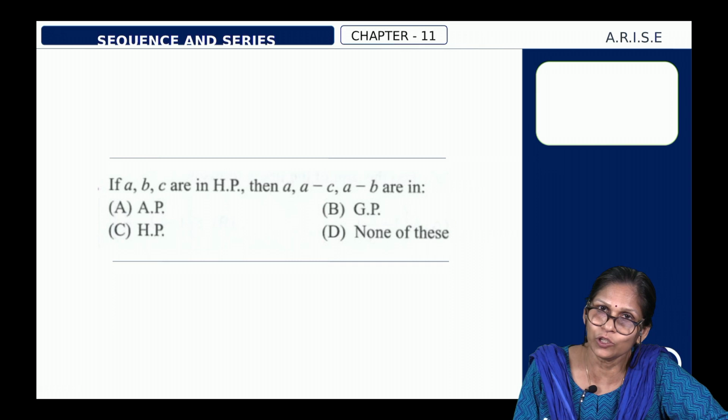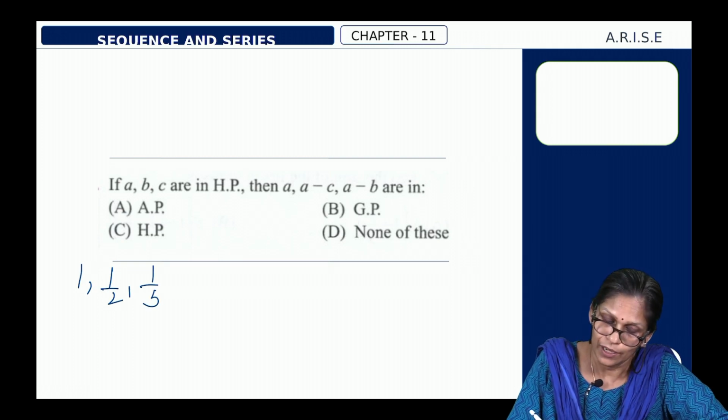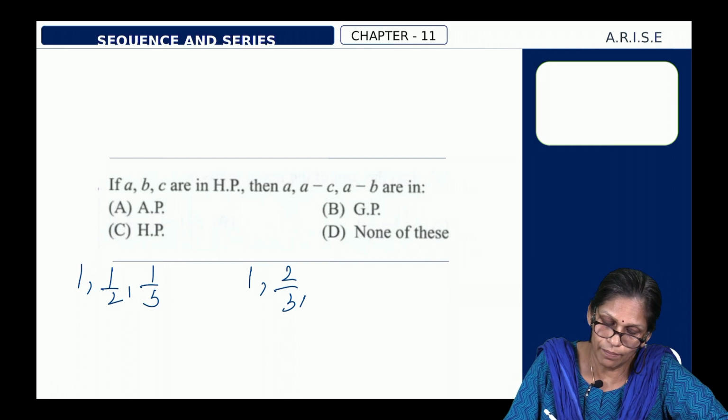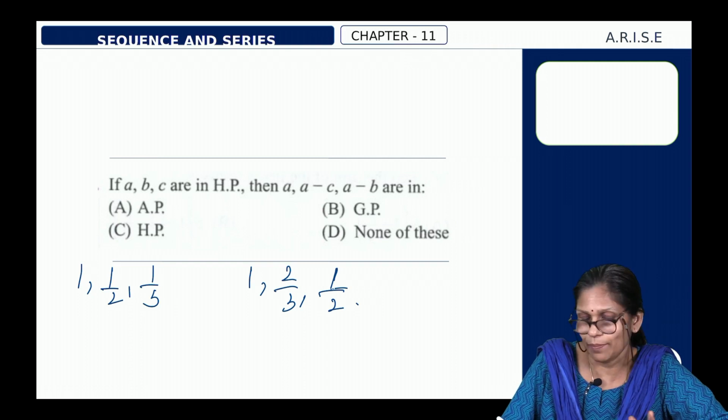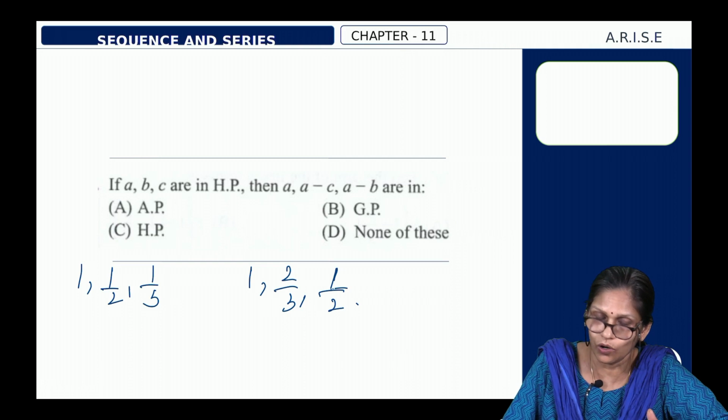I'll start with 1, 2, 3 being in AP. So, HP would be 1, 1 by 2, 1 by 3 are your A, B, C. So, what are A minus C, that is 1 minus 1 by 3, that is 2 by 3, and A minus B, 1 by 2. What can you say about this? Obviously, they are not in AP, they are not in GP because B squared is not AC.